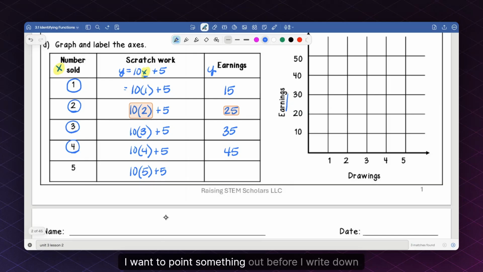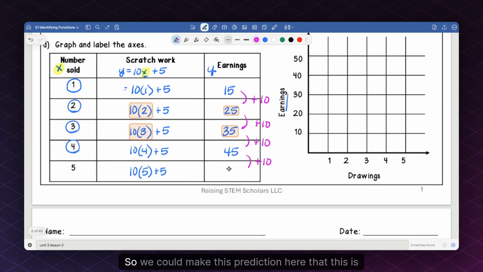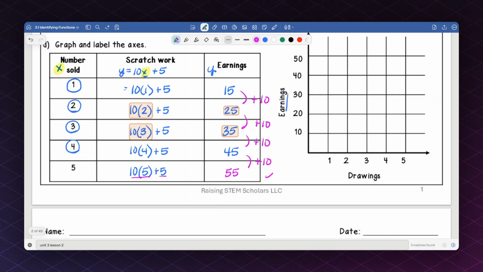Oh, you know what? I want to point something out before I write down that answer. Something you may have already noticed. You notice, look, this was a plus 10, and this was a plus 10. This is the slope of my equation. Every time it was going up 10, because for every additional drawing, I was getting to make another $10. So we could make the prediction that this is going to be 55. That seems like a reasonable prediction based on everything we've done. And so let's just check it over here. 10 times 5 is 50, plus 5 is 55. So our prediction worked out.